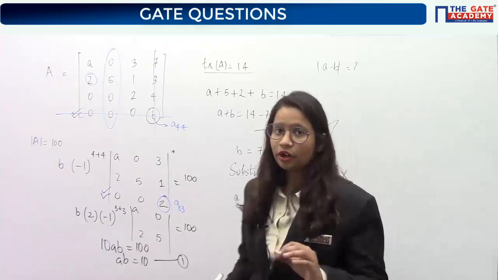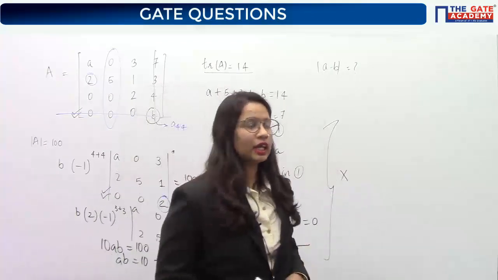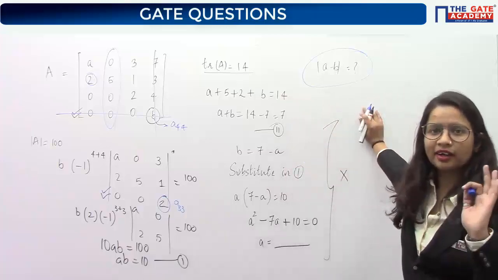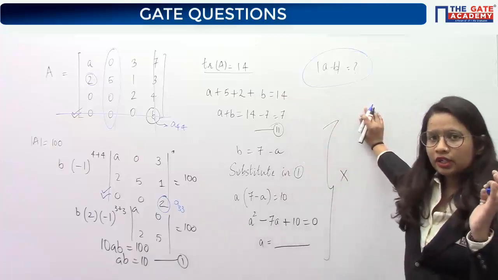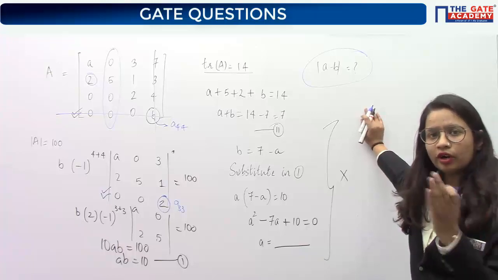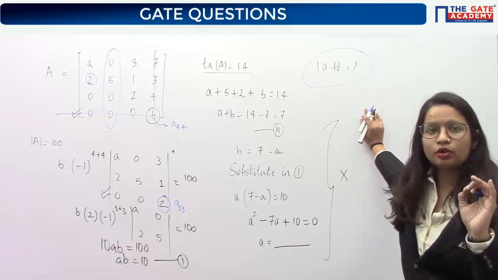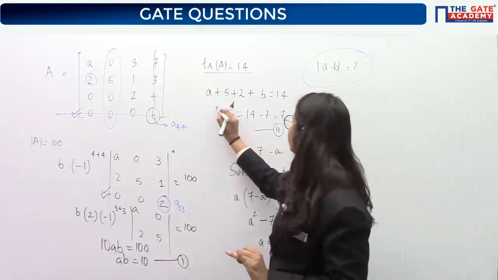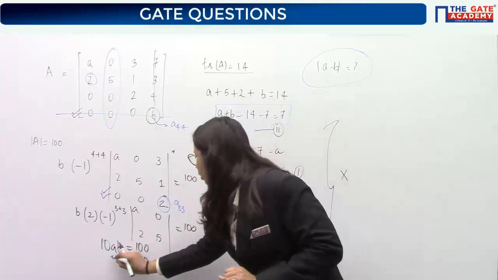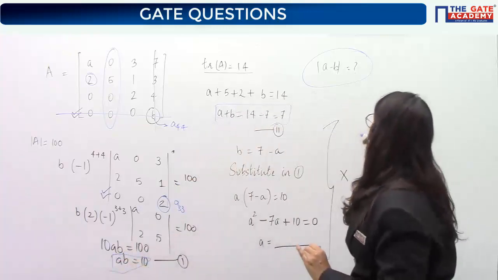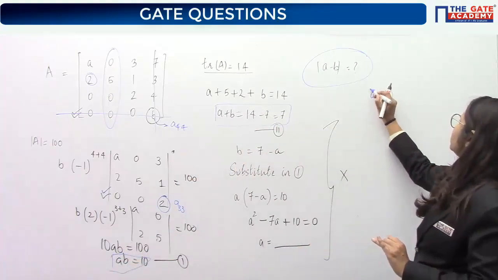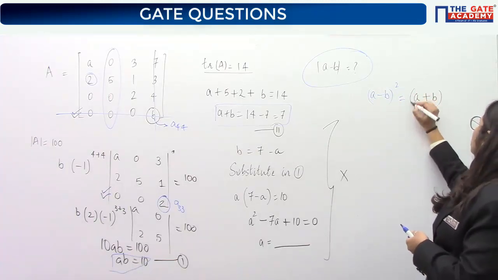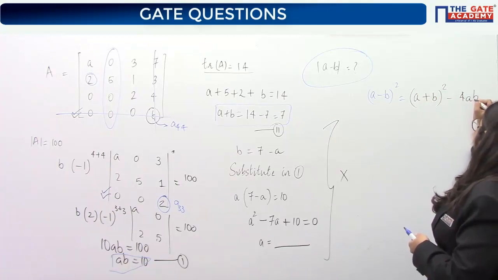Why? Because we do not require the values of a and b. We require the value of a minus b. So now we will play smart here. Okay, you do not need to work hard for getting success in the GATE exam. You just need to work smart. So what is the smartness here is that you have the value of a plus b. You have the value of ab. Using that you can find out the a minus b value by this relationship, that a minus b whole square is a plus b whole square minus 4ab.